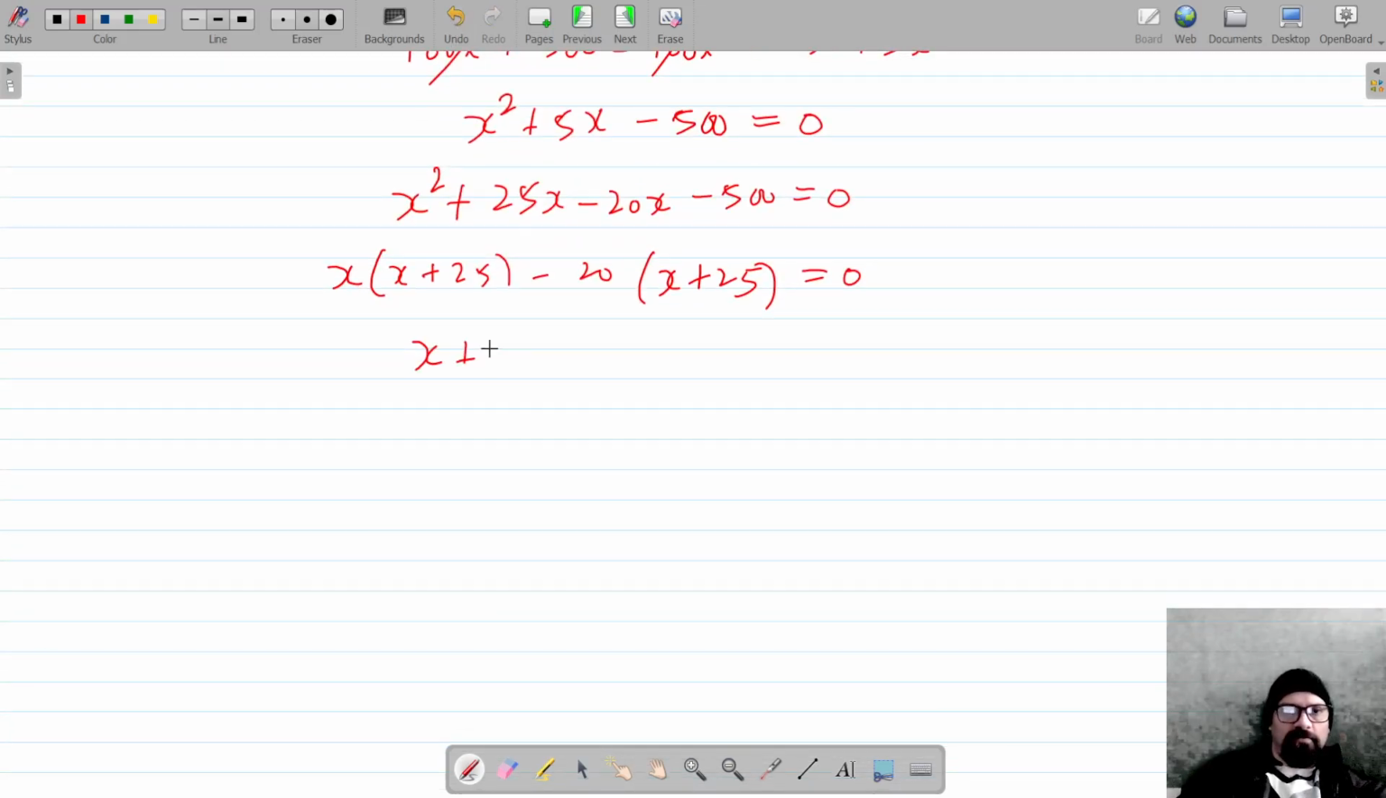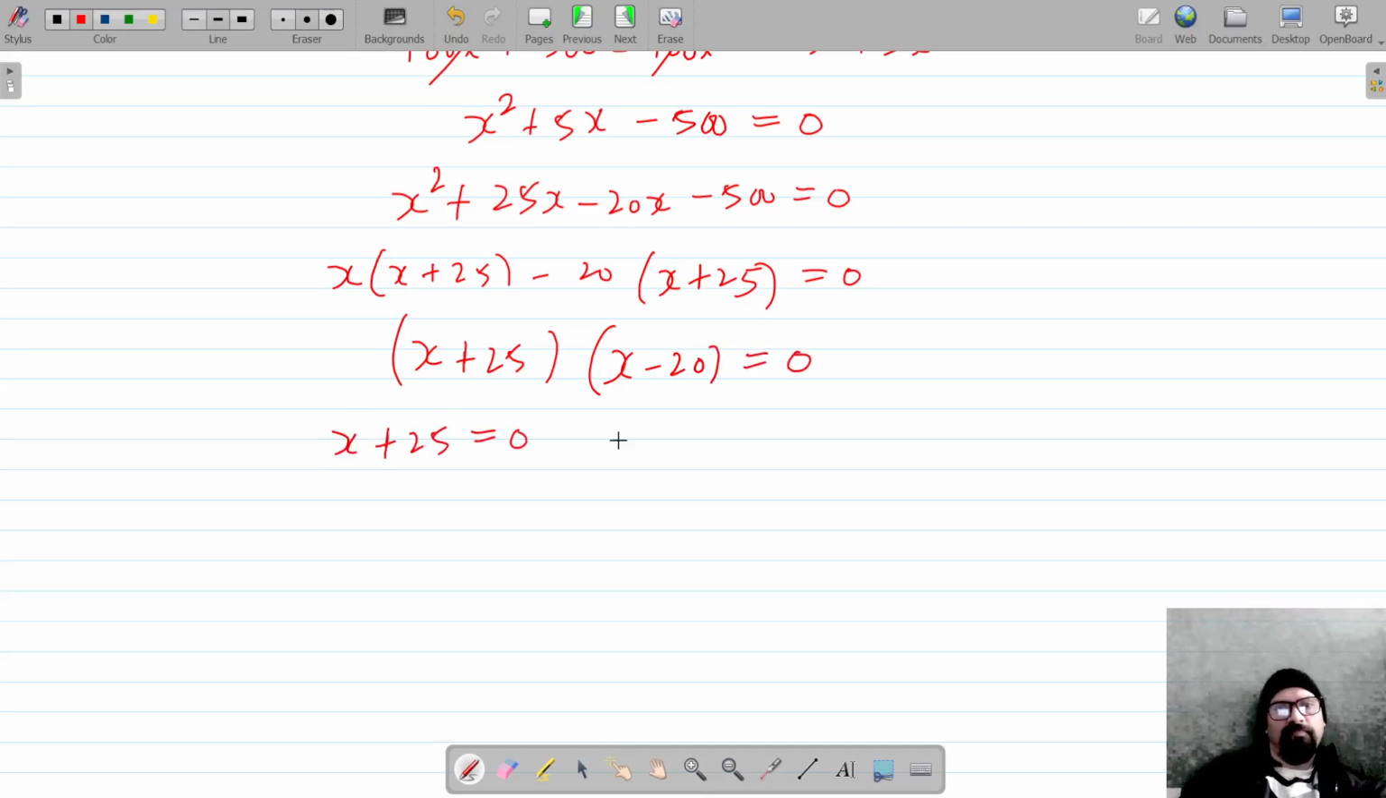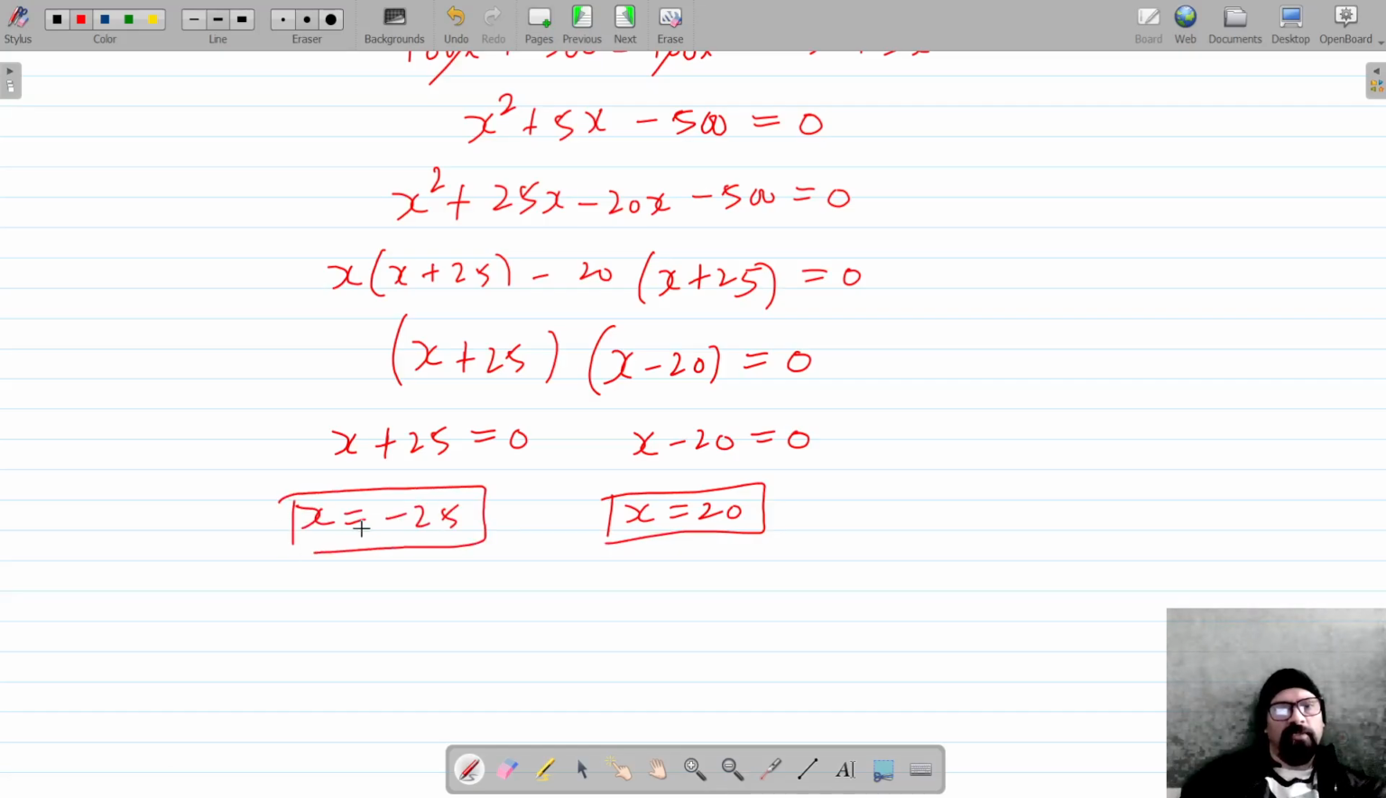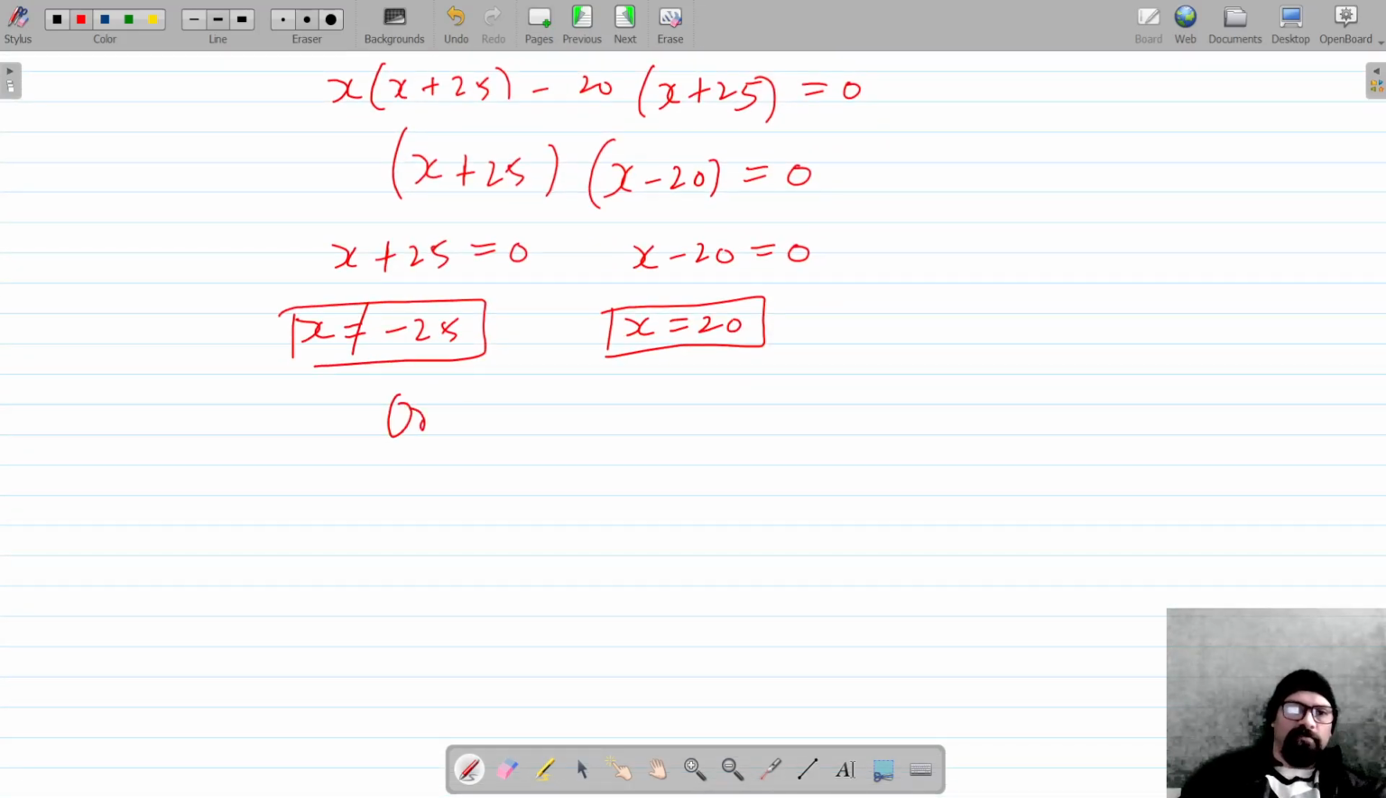So here we take x plus 25 common, and this is x minus 20 is equal to 0, which gives me either x plus 25 is equal to 0 or x minus 20 is equal to 0, which is x is equal to 20 and x is equal to negative 25. Speed cannot be negative, so this is rejected, and the original speed is equal to 20 kilometers per hour.